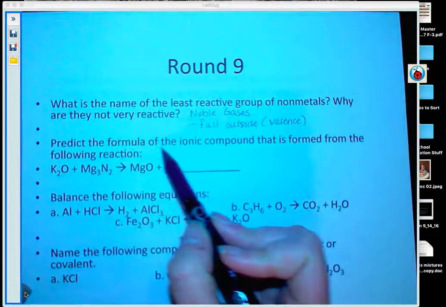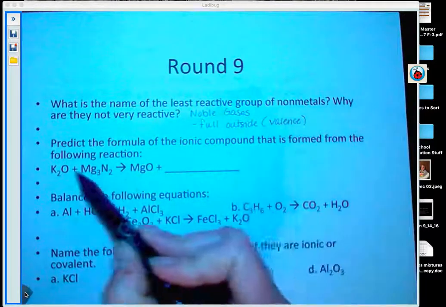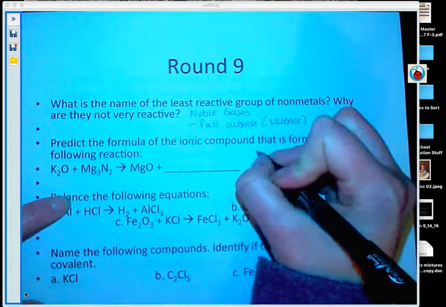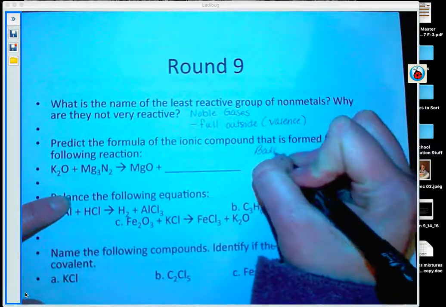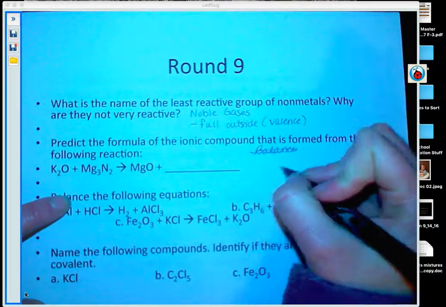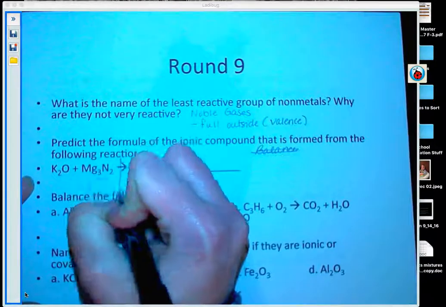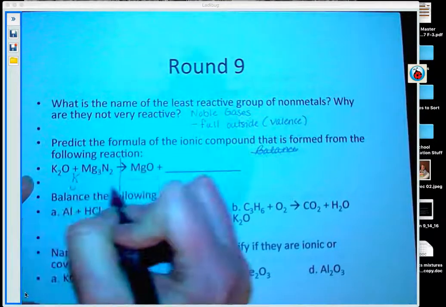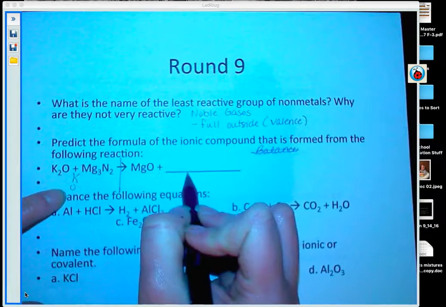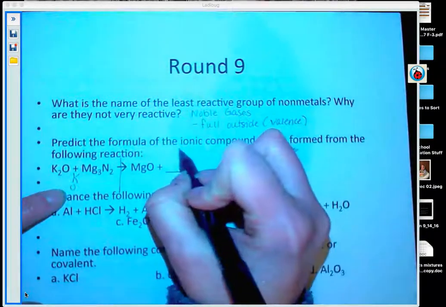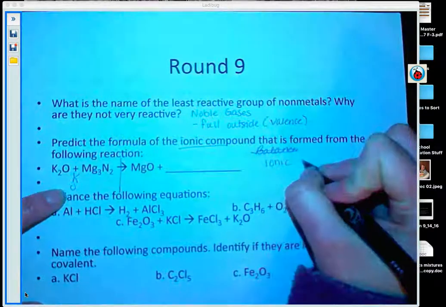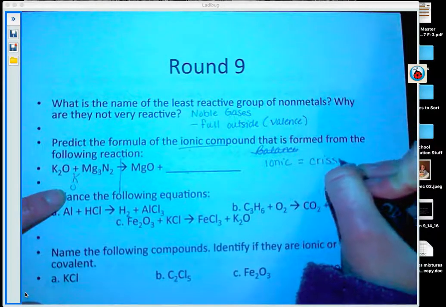This one says predict the formula of the ionic compound that's formed with the following reaction. Well, for this one, it's not asking you to balance. No, that's not our goal. Where we're normally writing them out and saying, okay, over here on this side we have K and O and Mg, we're not doing that. What we're looking for is what are we missing over here and how do you balance them? It's going to be ionic. So remember, for ionic, we use the crisscross method.